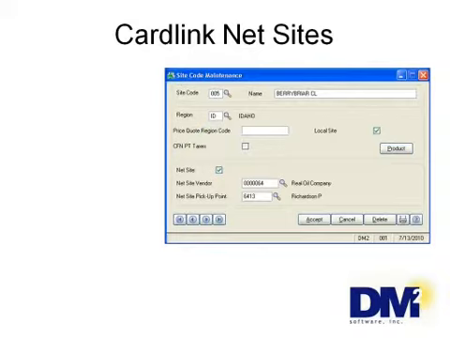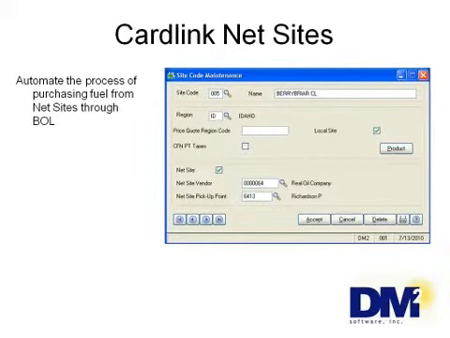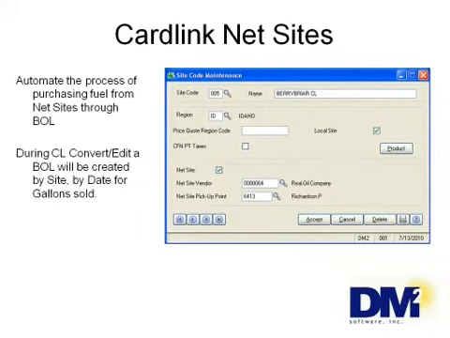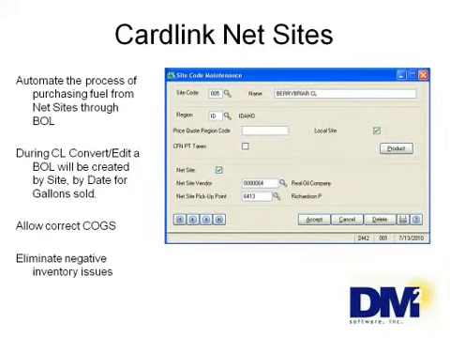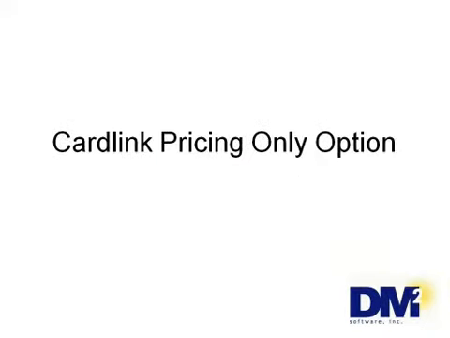Okay, a couple things in CardLink I'm going to touch on real quick, and I probably should be talking quicker. CardLink Net Sites, what does that mean? I'm able to automate the processing of purchasing the fuel from my net sites in bill of lading. So as I'm going through convert and edit, it's going to create the bills of lading for us. That way we're able to make sure we have the product on hand and we don't go negative when we're updating the inventory issues that CardLink will generate for those sites. And that allows us to have correct cost of goods and eliminates negative inventory.